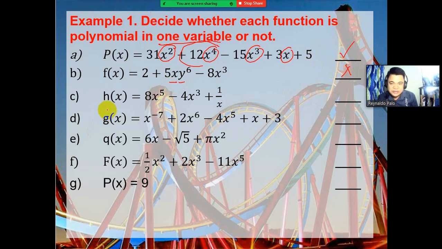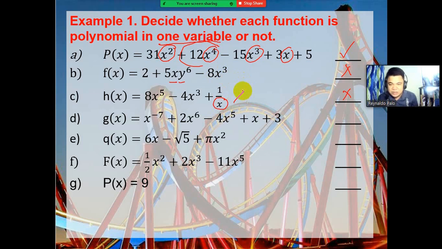Now let's have letter C. H of x equals 8x raised to the 5th power minus 4x cubed plus 1 over x. This is not a polynomial function because of this. There must be no denominator which is a variable. So that's why this is not a polynomial function. So take note of that. The first has two variables, and in the second one, there's a variable in the denominator, which is not allowed. This is what we call a rational expression or rational function because the variable is in the denominator.